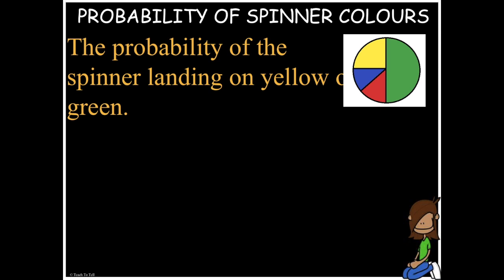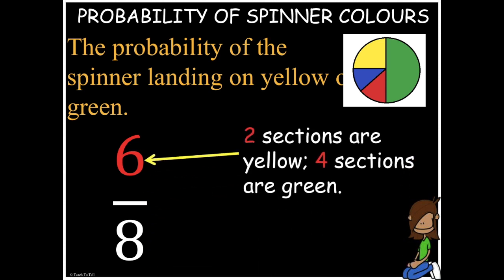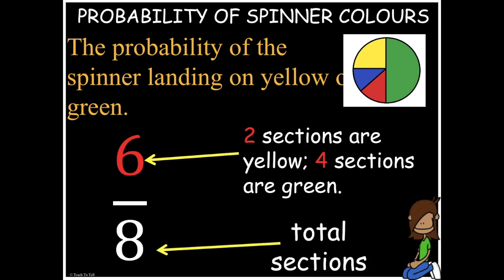The probability of the spinner landing on green or yellow. So the green is 4 sections and the yellow is 2. So when you add them together, you have a greater chance of 6.